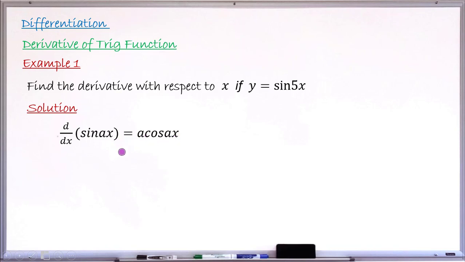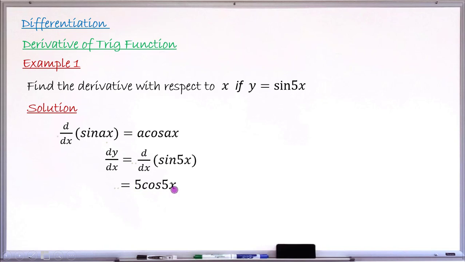So in this case, dy by dx, that is the derivative of this function y, which equals sine 5x, will be equal to d by dx of sine 5x. So you can now compare this 5 with a. Look at it: sine ax, sine 5x. So your a is now 5, and the rule tells us that this is nothing but a cos ax. So in this case, it is going to give me 5 cos 5x. So this will be the derivative of the function y. That is, dy by dx will be 5 cos 5x.